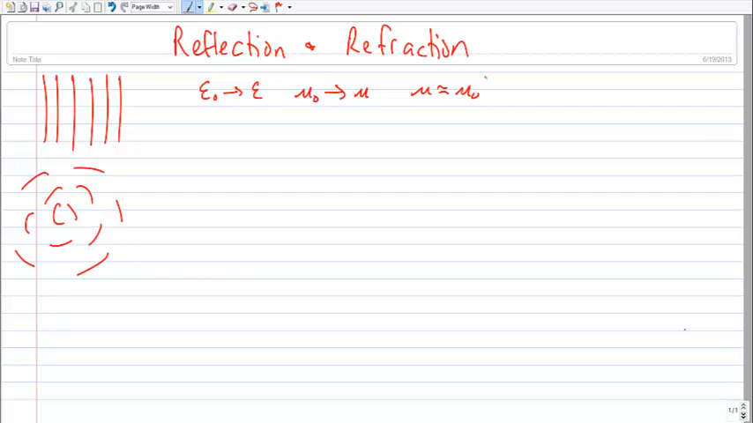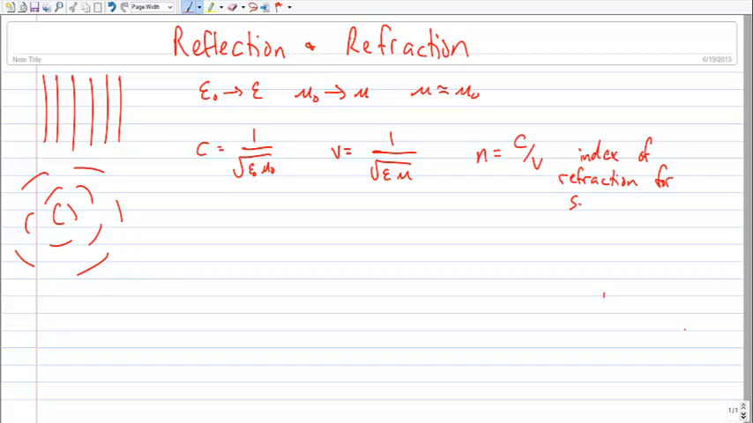The most fundamental of these is the fact that the wave speed is going to change. So c is given by 1 over root epsilon naught mu naught, and the wave speed inside material is going to be given by 1 over root epsilon mu. So inside a material, the speed of light is different than it is in vacuum, and it is always lower than it is in vacuum because epsilon and mu are always greater than epsilon naught and mu naught. So we're going to define the index of refraction as the ratio of c to v for some material. And of course, that index of refraction will always be greater than or equal to 1.